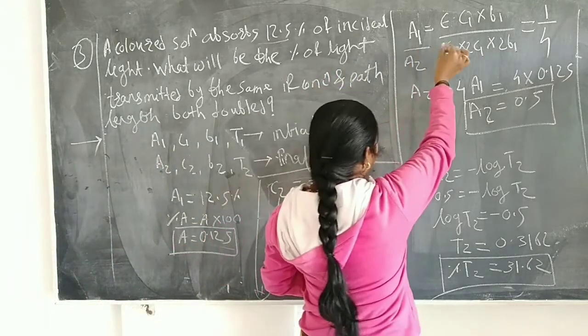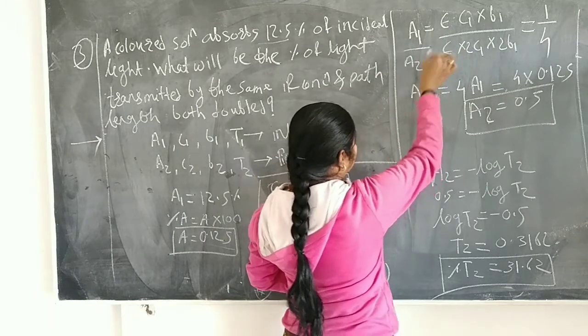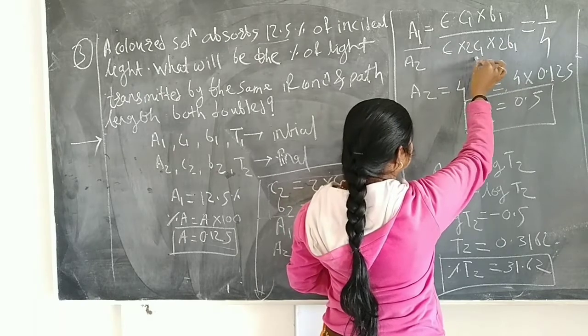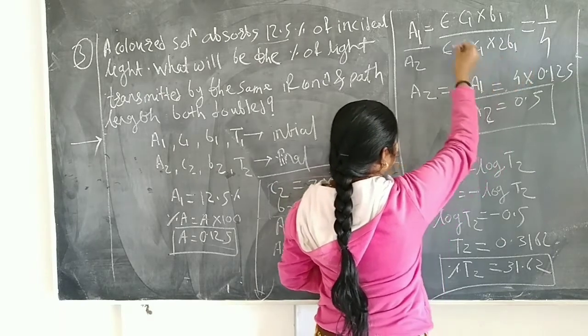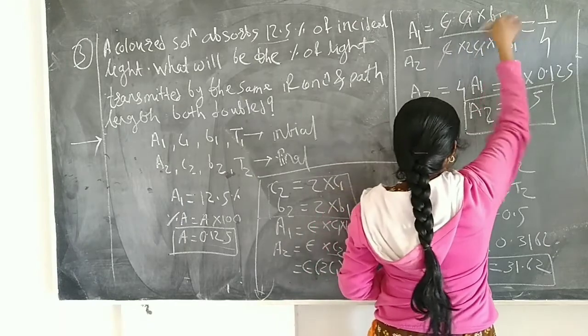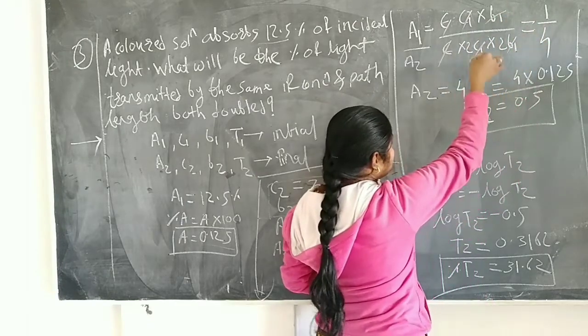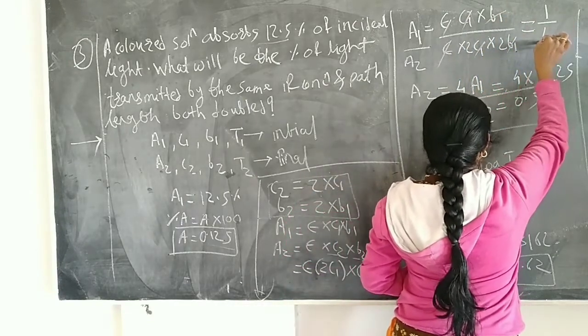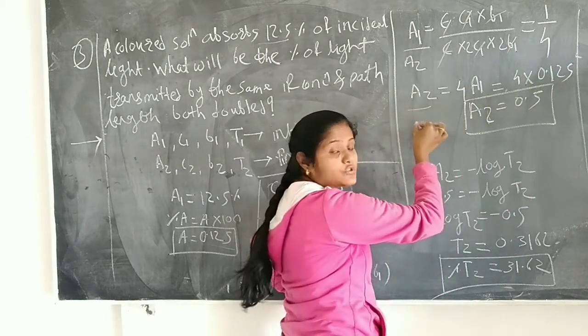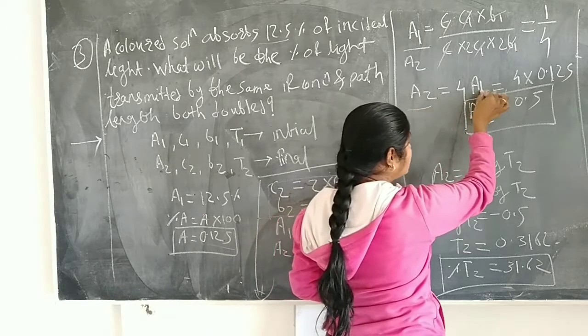A1 divided by A2 is equal to epsilon C1 into B1 divided by epsilon twice C1 into twice B1. This epsilon gets cancelled. C1 also gets cancelled. B1 and B1 also cancel. After solving this, we get 1 by 4. Therefore, the final absorbance of the solution, A2, is equal to 4A1.